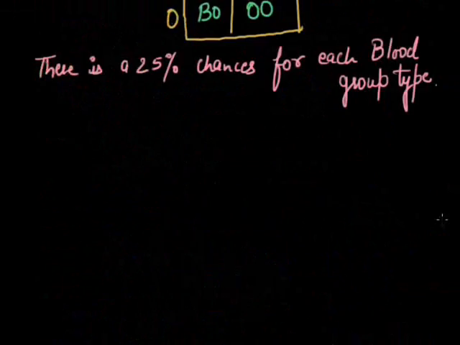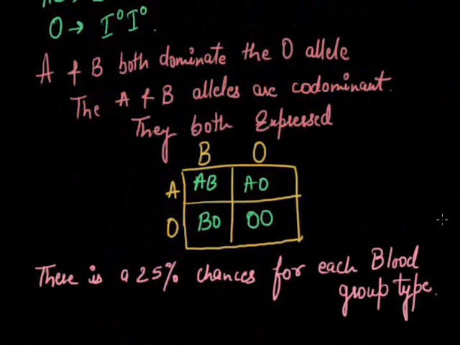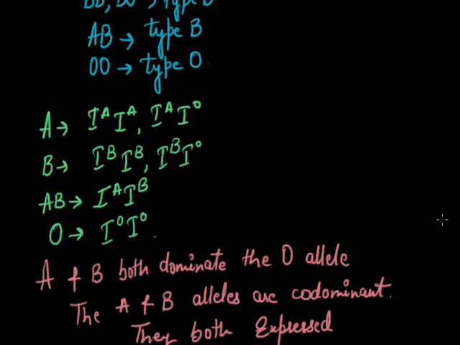Today we have discussed three things: incomplete dominance, codominance and multiple alleles. In the next section we will discuss the structure of DNA.